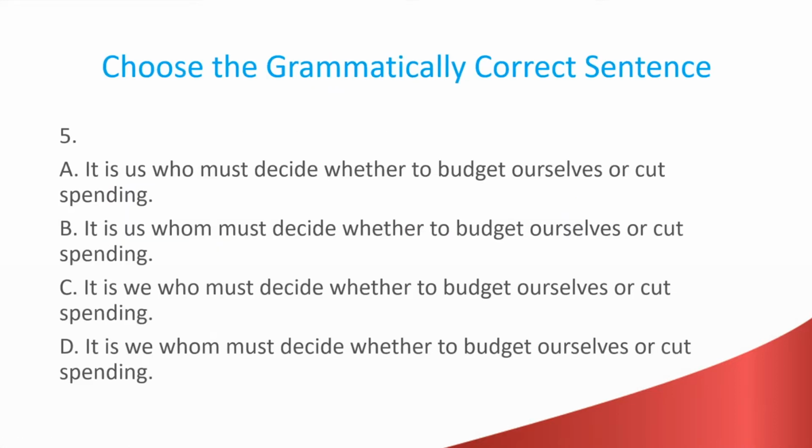Okay, 5. It is us who must decide whether to budget ourselves or cut spending, or it is whom must decide whether to budget ourselves or cut spending. It is we who must decide whether to budget ourselves or cut spending. Or D, it is we who must decide whether to budget ourselves or cut spending. So I'll just give you a moment to read those over and decide which one is correct.